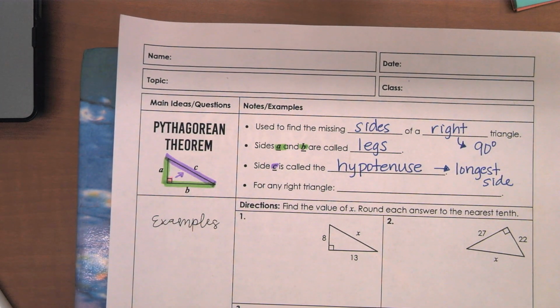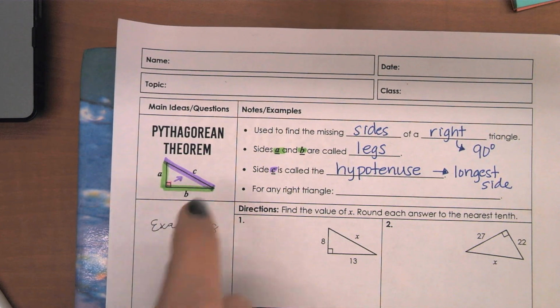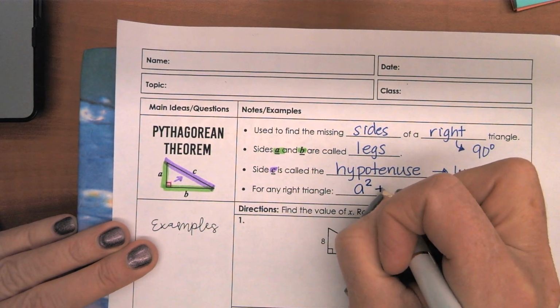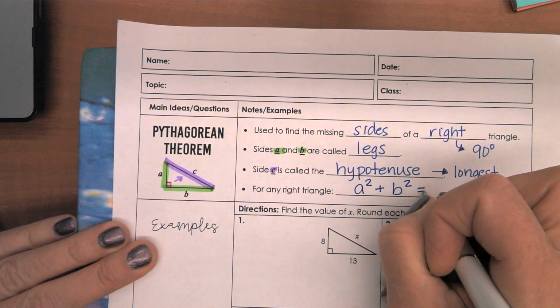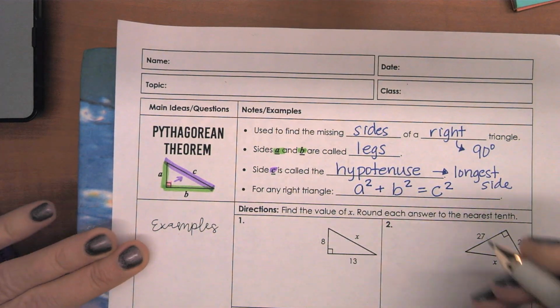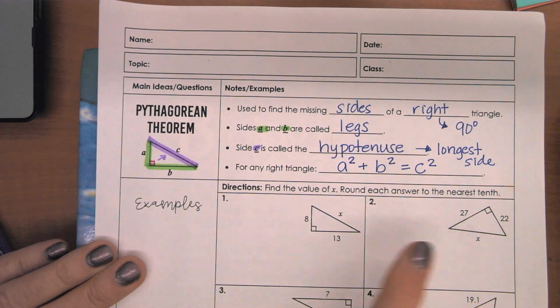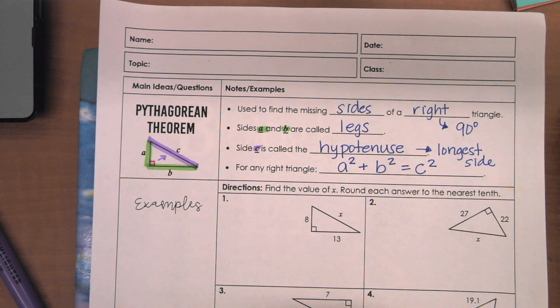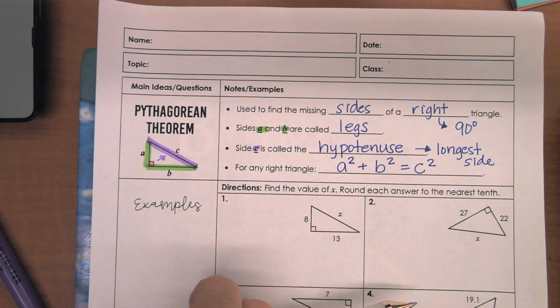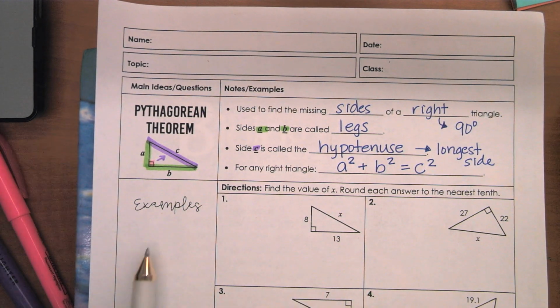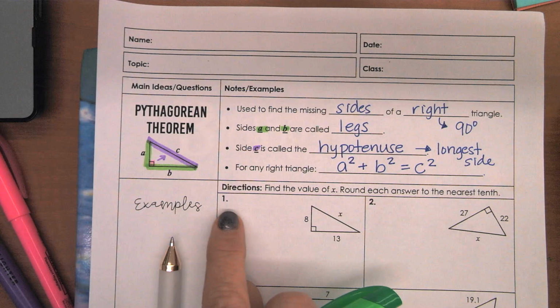Now, for any right triangle, if I take A and square it and add it to B squared, it will equal C squared. So we're going to use Pythagorean theorem to find missing sides from some of our right triangles. Now, I'll walk you through a few of these. I do highly suggest highlighting like I do. It really does help to understand where everything goes and what numbers belong where. So let's go ahead and take a look at number one.